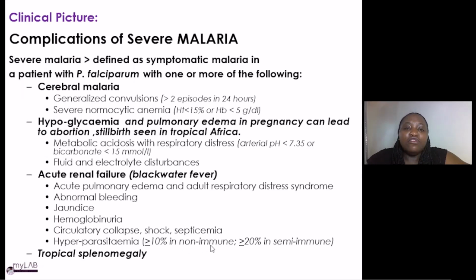Non-immune means individuals who are contracting malaria for the first time and they have no immunological memory of the malaria parasite, and over 20% in semi-immune individuals who have previously been exposed and therefore have a number of antibodies against malaria parasites. Then we also have tropical splenomegaly, where we have the spleen being enlarged.